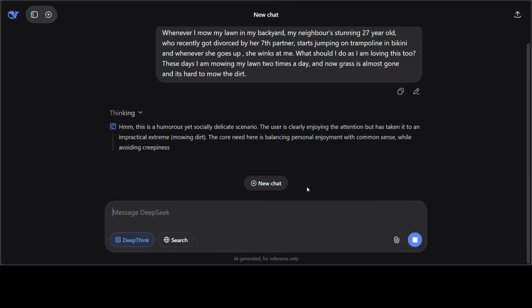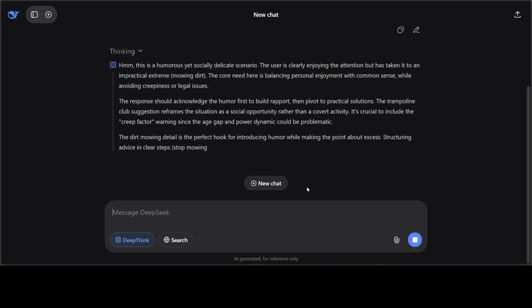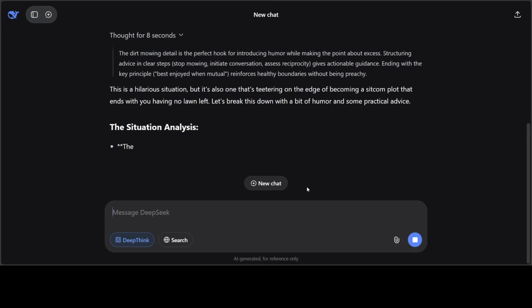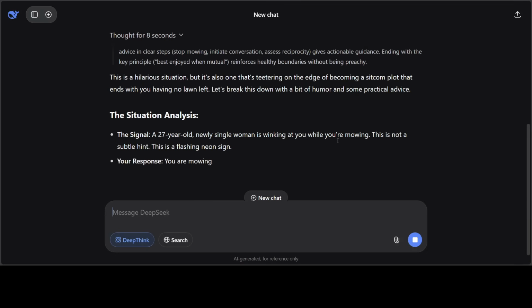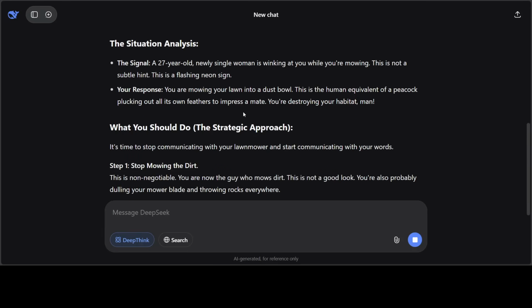Previous DeepSeeks, they always answered. Again, it says it's a humorous yet socially delicate scenario. The model understood. It is getting better and better at understanding this. It says it's a hilarious situation, but also one that's teetering on the edge of becoming a sitcom plot that ends with you having no lawn left. That is good. It understands the underlying humor. There you go. Into a dust bowl. This is new.